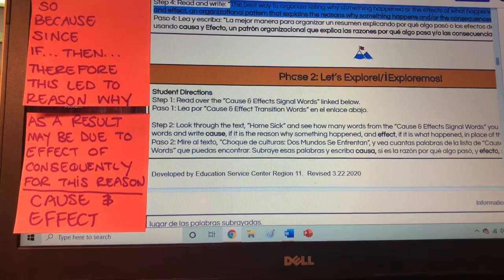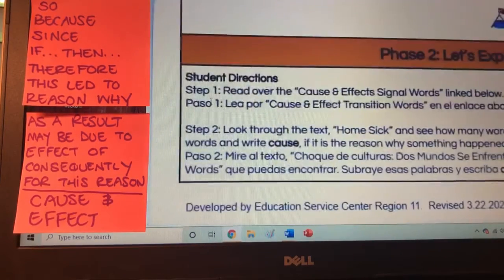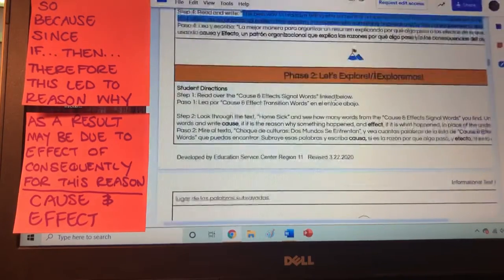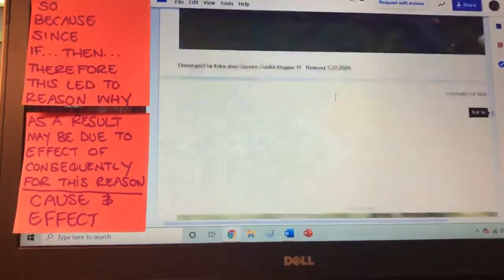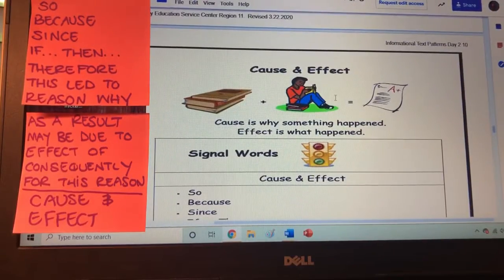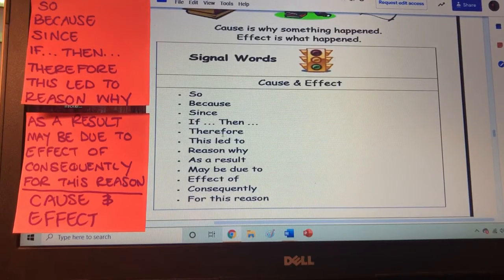Phase 2, step 1: read over the cause and effect signal words linked below. All right, cause and effect signal words, here they are. Cause is why something happened, and effect is what happened. So the cause is the why did this happen, and the effect is what happened.